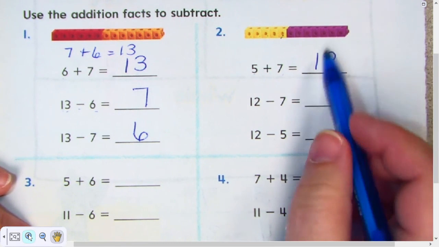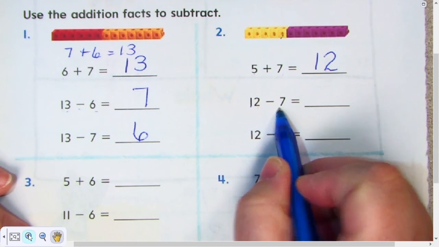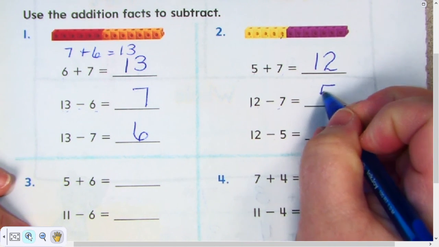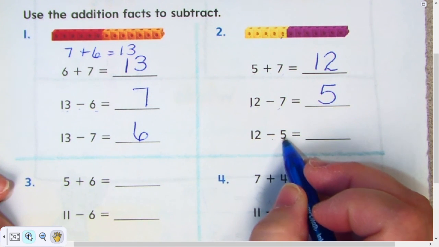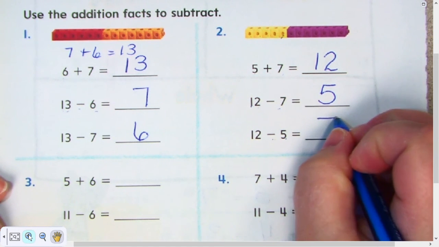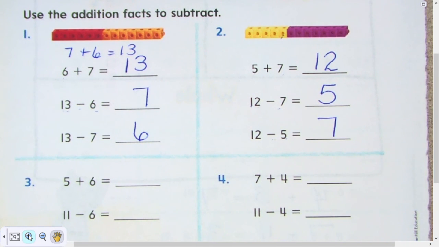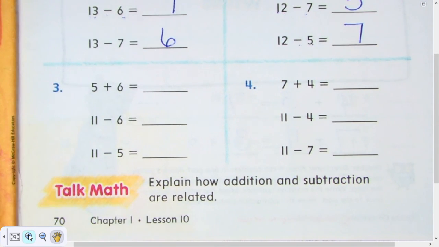All right, now we're going to take Big Daddy because we're going to subtract. So 12 minus the purple 7 leaves how many yellow? 5. And 12 minus 5, the yellow 5, leaves how many purple? 7 purple. You see that? I see it.